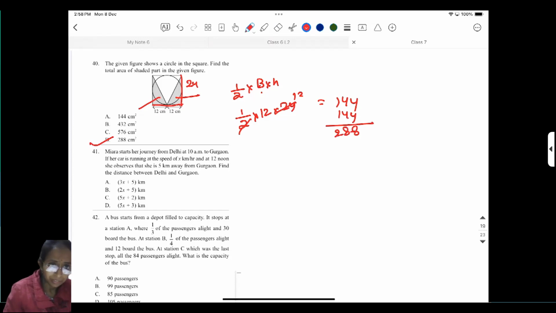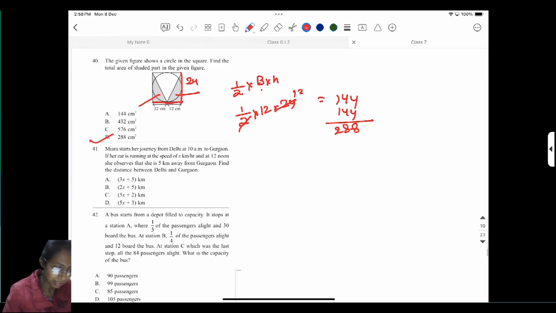Now, Myra starts her journey from Delhi at 10 a.m. to Gurgaon in her car, running at the speed of x km/h. At 12 noon, she observed she is 5 km away from Gurgaon. Find the distance between Delhi and Gurgaon.